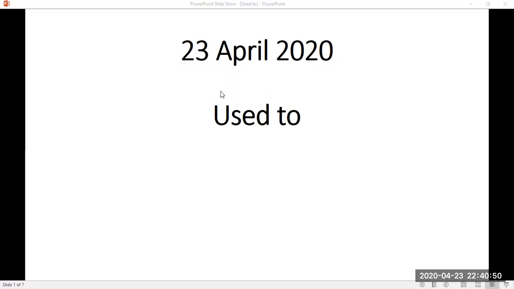And today we are going to talk about a new grammatical point, which is used to. We're going to talk about when we use it, why we use it, and how we use it. And also we are going to talk about how to form an affirmative statement using used to, how to form a negative statement, and how to form a question or an interrogative statement. So let's start.